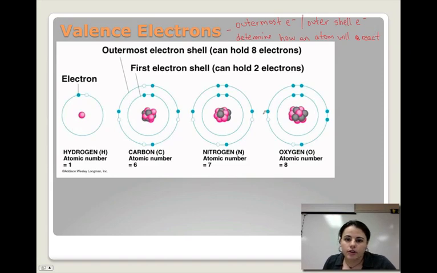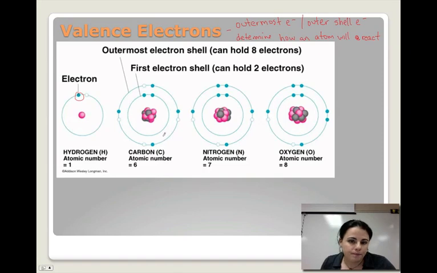So let's look at these 4 examples. Here's hydrogen. The blue dots are the electrons. Don't worry about these white circles. Those are just vacancies that we will talk about later. So the blue are the electrons. So hydrogen only has 1 electron. So this is the outer shell then. It's also the inner shell. But it has 1 valence electron.